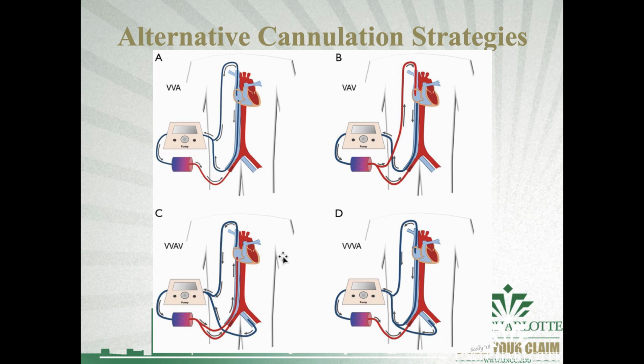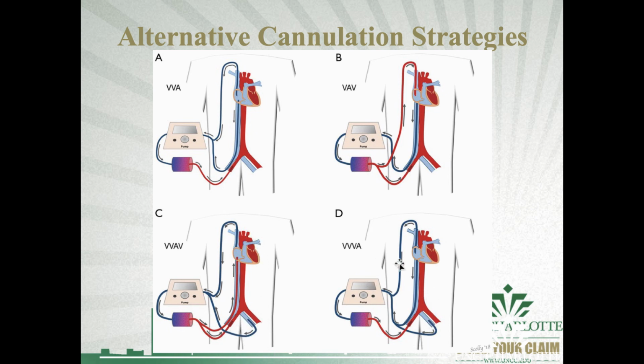VVAV is a whole other mess here. So in VVAV, we're pulling quite a bit. Okay, so we're pulling from two areas of our venous circulation. So we're pulling from our IJ and our fem vein, and we're returning both in our IVC, returning oxygenated blood into our IVC, and we're returning oxygenated blood into our systemic circulation. This is another configuration that's available for patients with north-south syndrome.